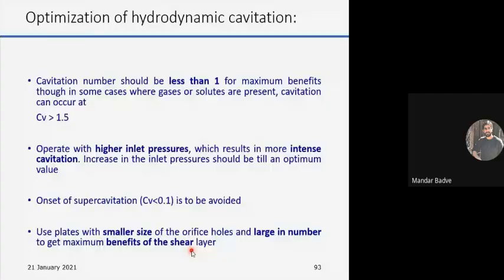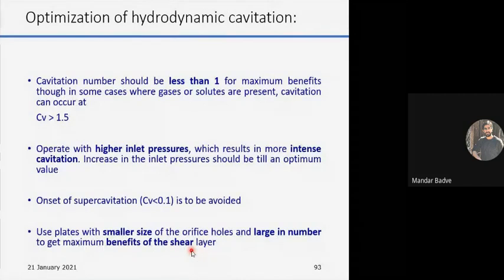solutes are present, cavitation can occur at a cavitation number really less than 1. One should always operate at higher inlet pressure, which results in more intense cavitation, and the increase in inlet pressure should be till an optimum value, because like I explained, if you increase inlet pressure very high, you get that cavity cloud and then the intensity reduces, right? The onset of super cavitation should be avoided.